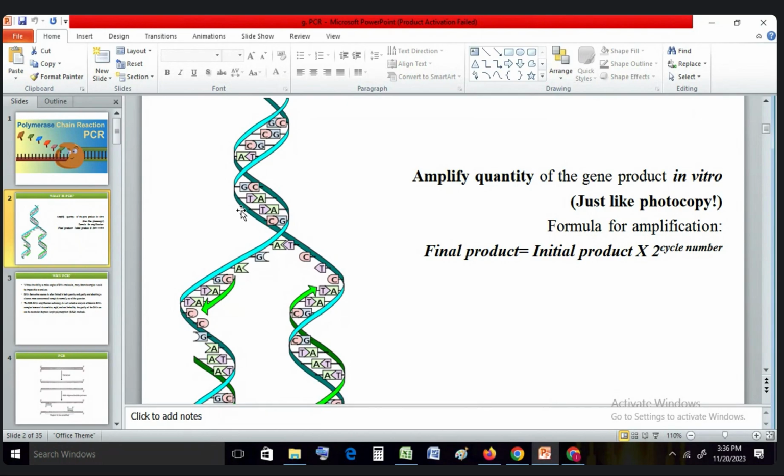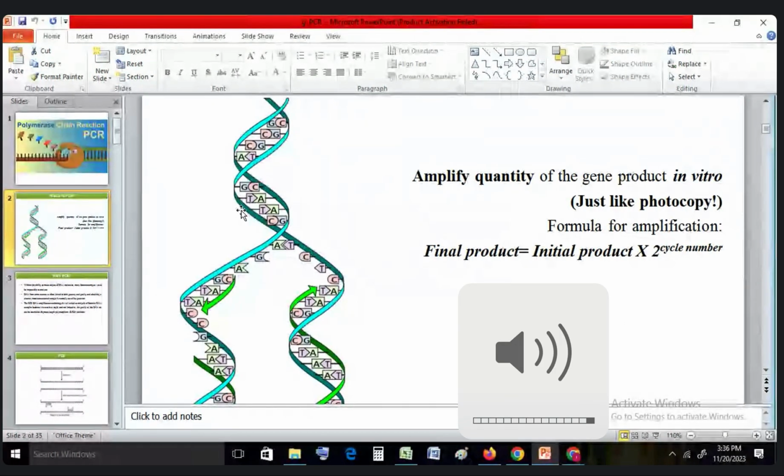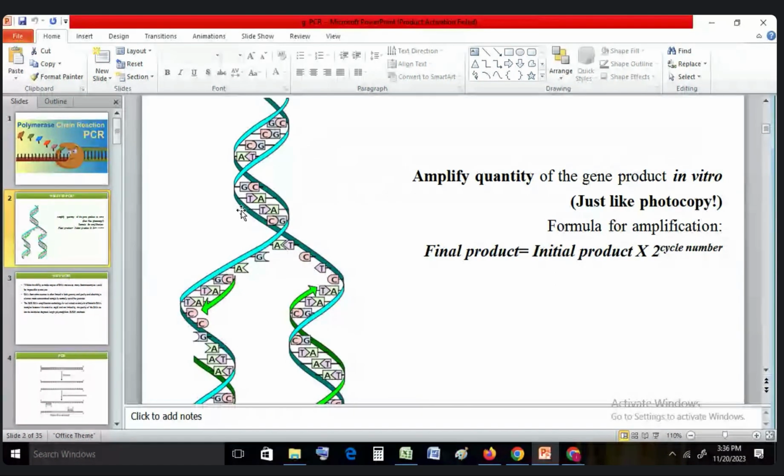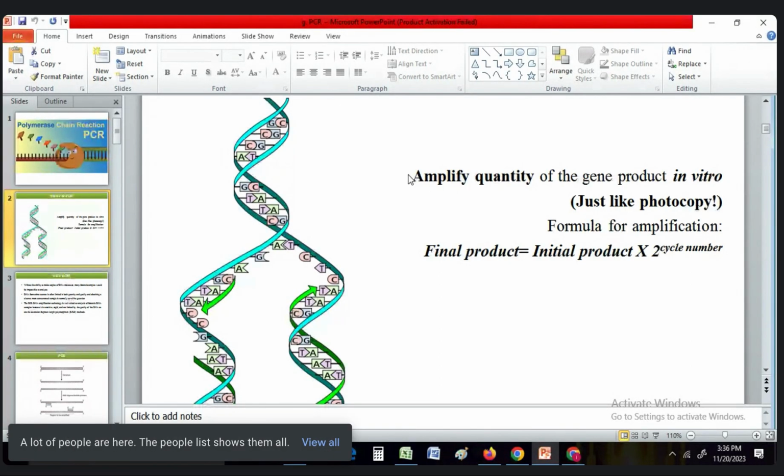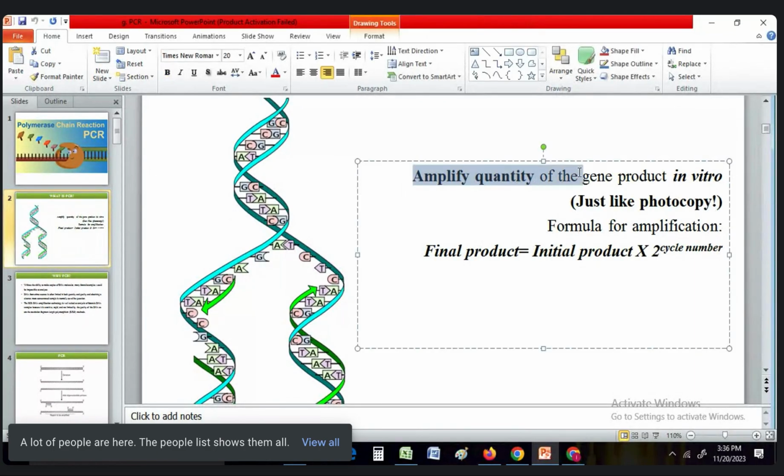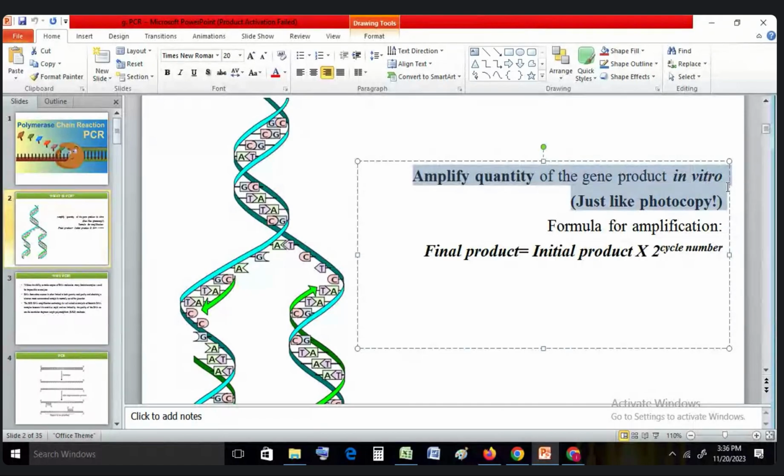For that, you have to have knowledge about the genetic sequence of the gene, and you have to design a specific pair of primers, usually the forward and reverse primer. With those primers and some other reagents or components, you can design the polymerase chain reaction. At the end, it will amplify the quantity of the gene product in vitro. In vitro means all these things are done inside the laboratory. You can think of it as a photocopy of whatever you are looking for.